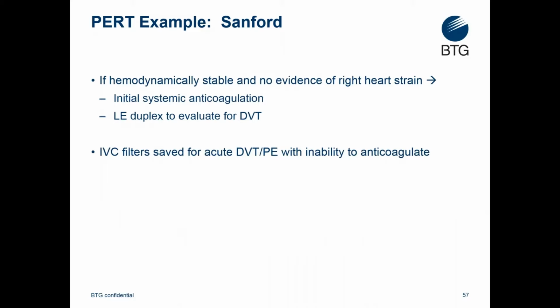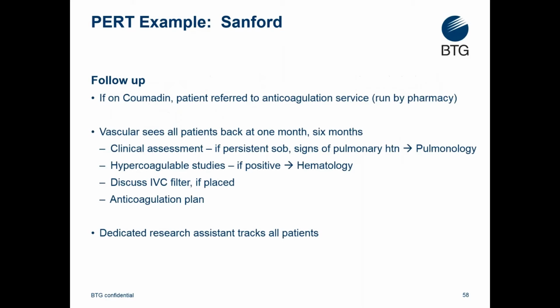Now, if they're hemodynamically stable, no evidence of right heart strain, we'll initiate anticoagulation, evaluate for DVT with the duplex, etc., and go that route. Generally, we save IVC filters for acute DVT PE with an inability to anticoagulate. And then follow-up, if they're on Coumadin, that's the route we go with for anticoagulation. We have an anticoagulation service run by our RMDs. That's very helpful to us. But our primary method now is to put people on Xarelto or Eliquis as a primary method of anticoagulation for an oral anticoagulant.